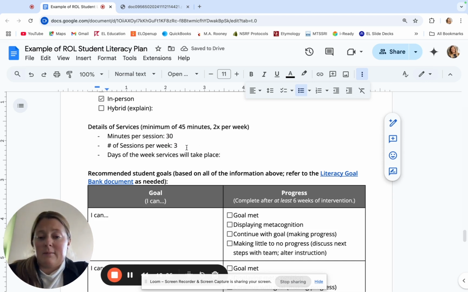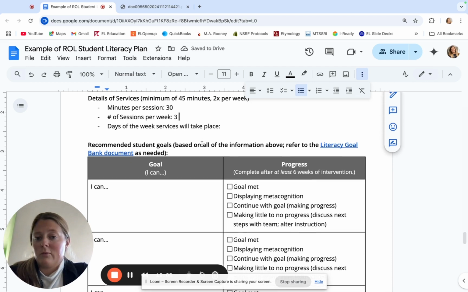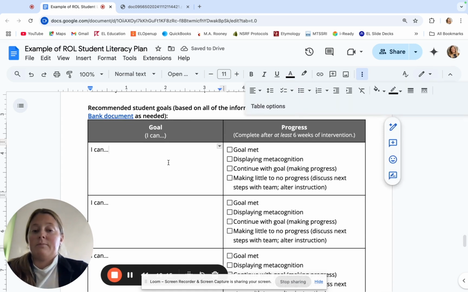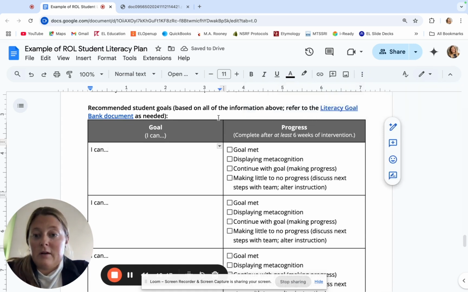Let's start with 30 times 3. That feels more realistic for most schools. Days of the week the services will take place. We'll say they happen Monday, Wednesday, Friday. Okay, so this is a nice feature.